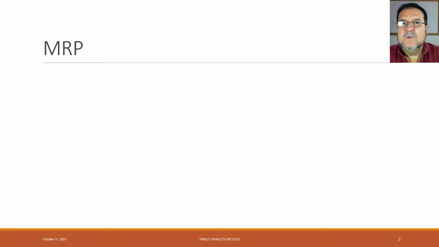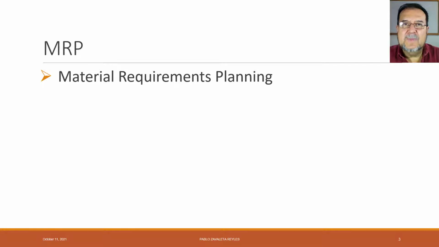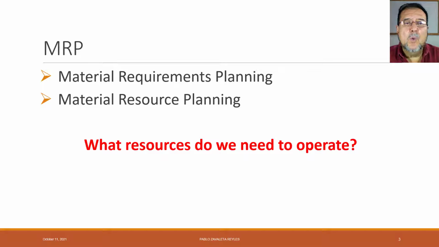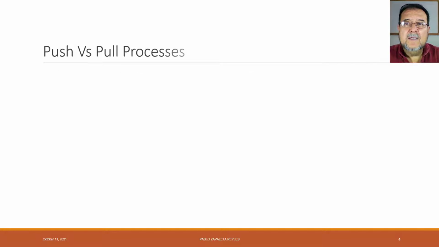So first, what is MRP? It stands for Material Requirements Planning, but some people also like to use Materials Resources Planning. It all boils down to what resources we need to operate and produce our product or service. But before we delve deeper into that, let's start by defining very clearly for our viewers what is the difference between the push and the pull processes.